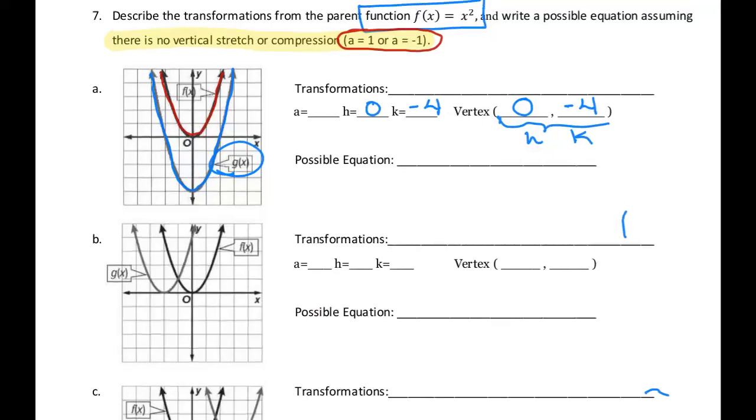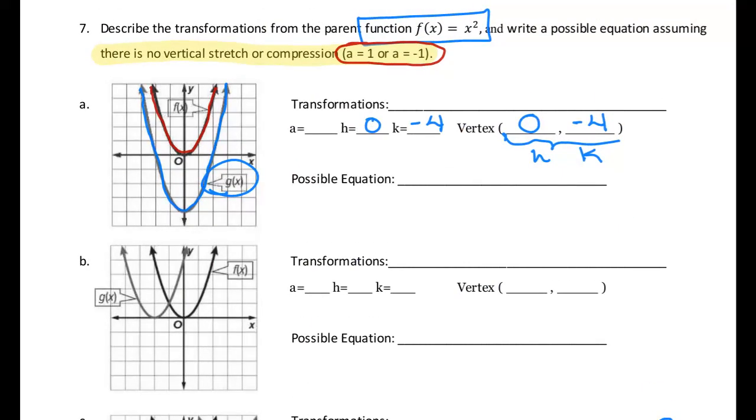Now, they just told us A is equal to 1 or A is negative 1. So as we look at that parabola that's blue, is it 1 or negative 1? And how can you tell? Yeah, it is opening upward. So that means it's a positive 1. If it was negative 1, it would open downward.